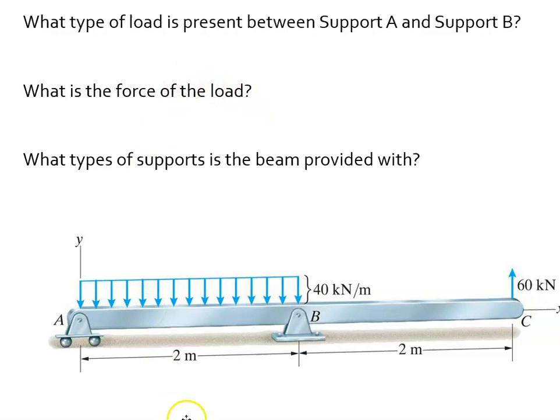What is the force of this load? We will describe this as 40 kN per meter. What is the force of that load? So it's 40 kilonewtons per meter. So the answer would be 40 kilonewtons per meter for 2 meters, or just 80 kilonewtons. All right. So this is not telling us that the entire answer is 40. It's telling us that it's 40 per meter. So it's 80. If this was 3, it'd be 120. What type of supports is the beam provided with? Roller and a pin. Okay.